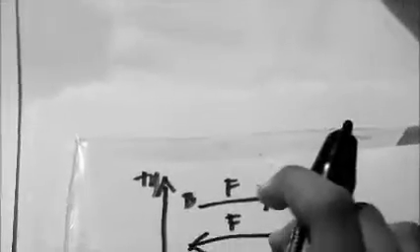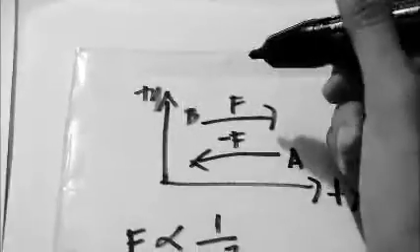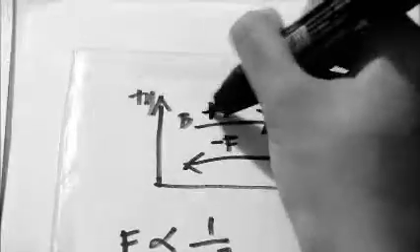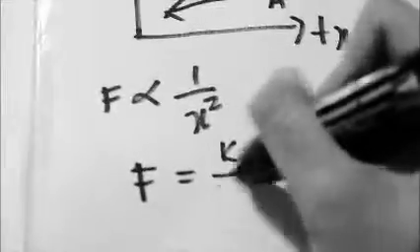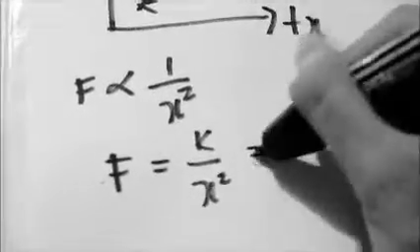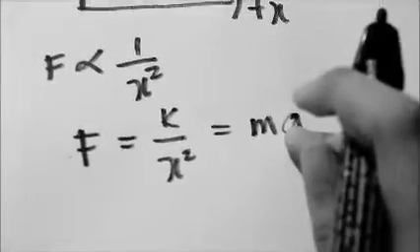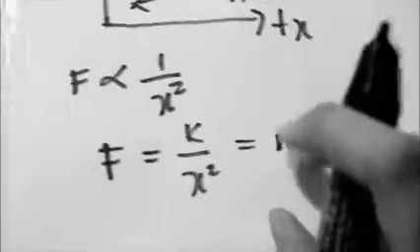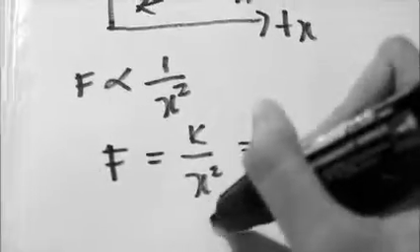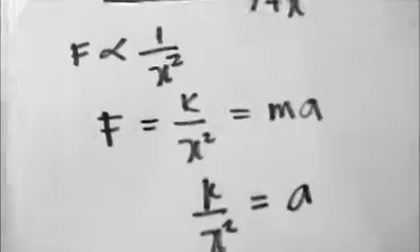So by convention, since force in A is directed toward the origin, we will have a negative force, and since force in B is directed away from the origin, we will have a positive force. So F is equal to k over x squared, and force is also equal to mass times acceleration. Since we're talking about the particle, we can say that mass is negligible, so we're now left with k over x squared equals acceleration.